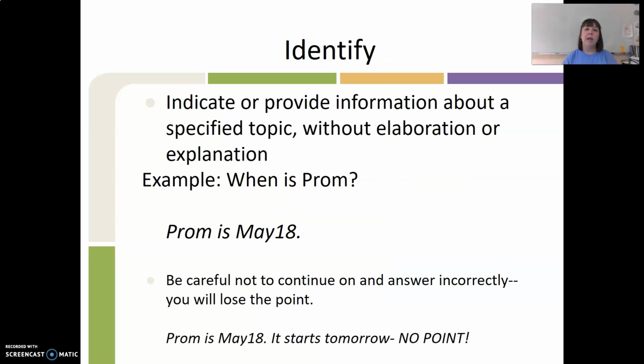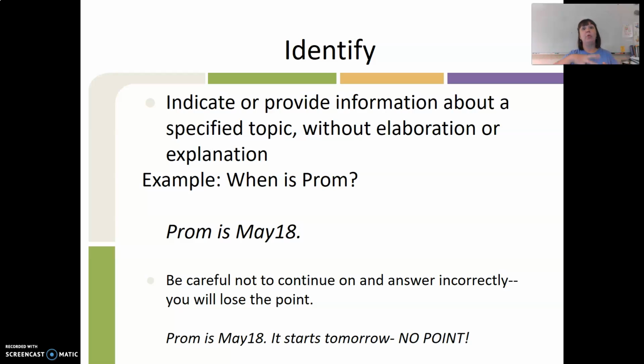Okay. Now, in there, they're going to ask you to do something, either identify or discuss or describe. If they ask for identify, then you just need to indicate the thing. You don't have to elaborate, you don't have to explain. So for example, if we say identify when prom is, you could say prom is May 18th. I made that number up, don't put it on your calendar.